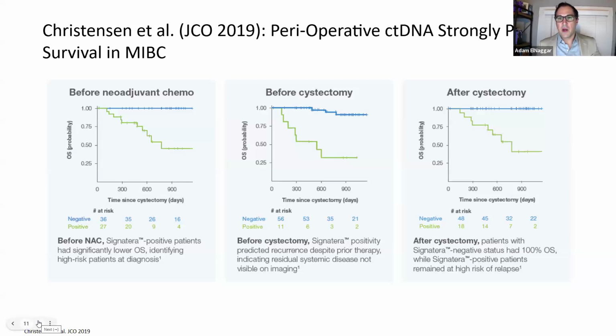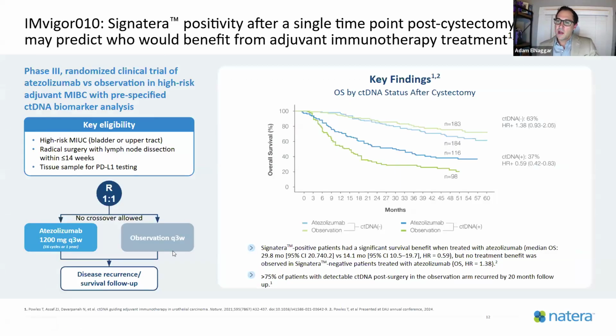And so, kind of proof of principle, we can detect it. It's prognostic at these time points. Maybe there's some signs of predictive value. Well, how does this work when we start talking about interventions being done? And so that's where IMvigor010 comes in.